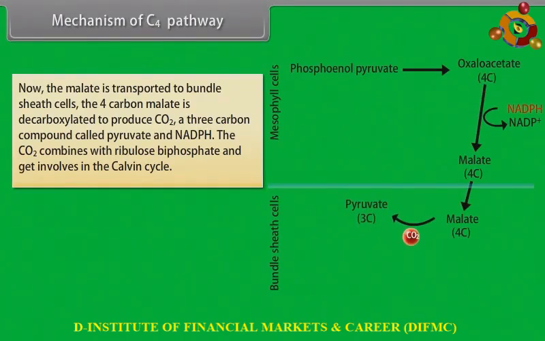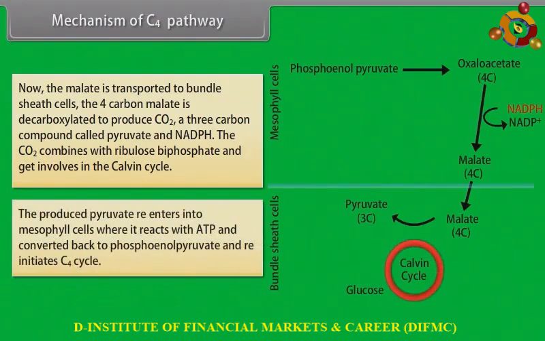The carbon dioxide combines with ribulose bisphosphate and gets involved in the Calvin cycle. The produced pyruvate re-enters into mesophyll cells, where it reacts with ATP and is converted back to phosphoenol pyruvate and reinitiates the C4 cycle.